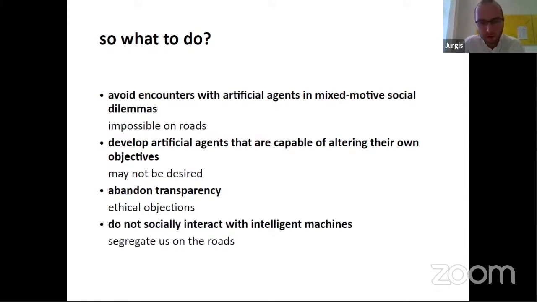And the fourth option might be the simplest. And this might be that we simply don't want to socially interact with intelligent machines. So on the roads, for example, perhaps we should just segregate ourselves from robo-taxis and self-driving cars. We should have separate lanes for humans and separate lanes for robots, and merely not interact with one another at all. For if we will never cooperate with them, then they will not be very useful modes of transportation as well. They will just be forever stuck in traffic while we sort of zoom past.